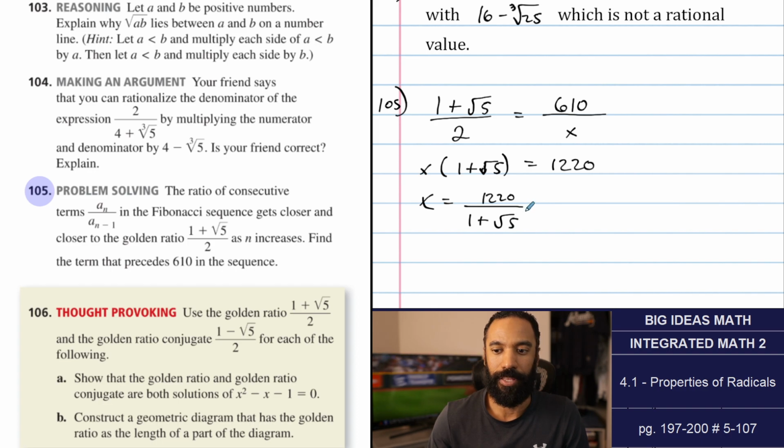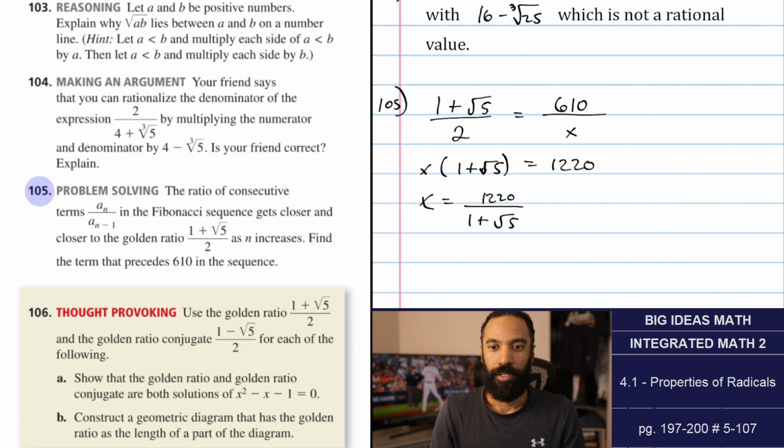So x is going to be 1220 over 1 plus root 5. So I'm going to use my calculator for that. I'm going to do 1220 over 1 plus root 5. So we get 377.0. Okay, so 377. Which kind of shows that that's what that number is that precedes it.